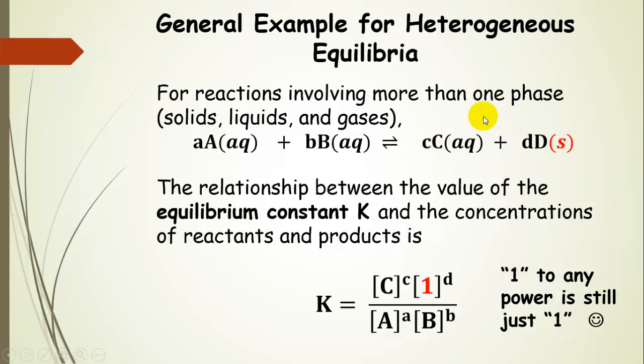It would look very similar. Products over reactants, with each individual reactant or product raised to the power of its coefficient, and then we would put 1 in for this pure solid. And of course, it doesn't matter what the coefficient is because 1 to any power is still just 1. So that's the equilibrium constant expression for a heterogeneous system.